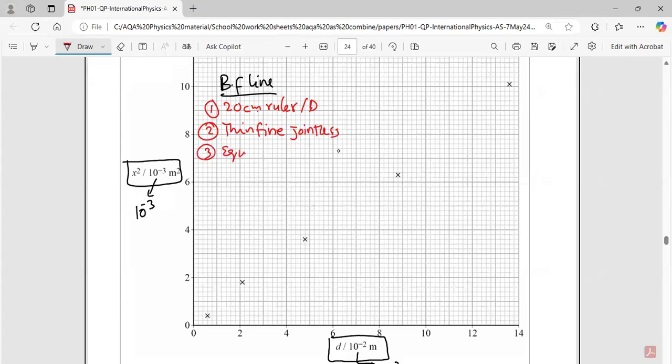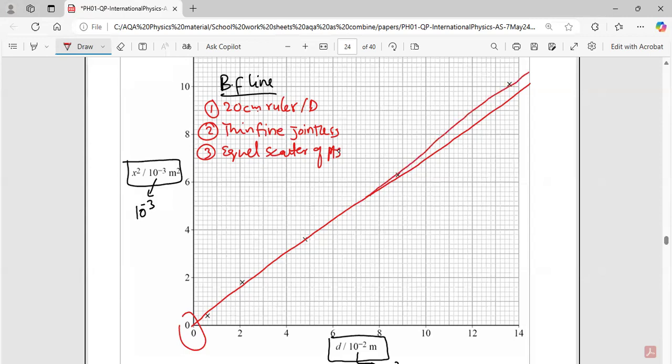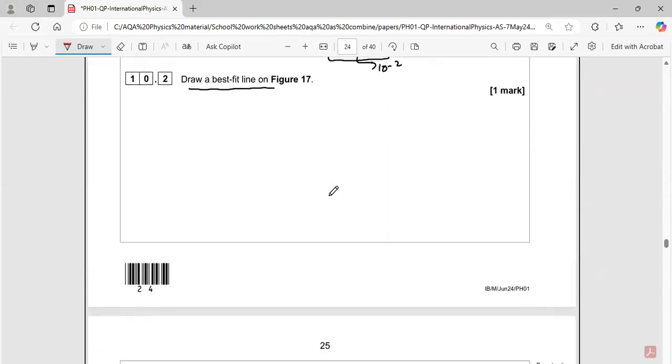Third is equal scatter of points. The points should be equally scattered, right? And it's not necessary that you have to start from the origin. If it is going to the origin, then it's fine. I can't draw it straight, but I will try. Oh, yeah. So it seems to be going a little away from here. It must be going like that. So just forget about this line. Let's say this is your line I have drawn with the free hand. You have to draw it with the ruler. So 1 mark for that.